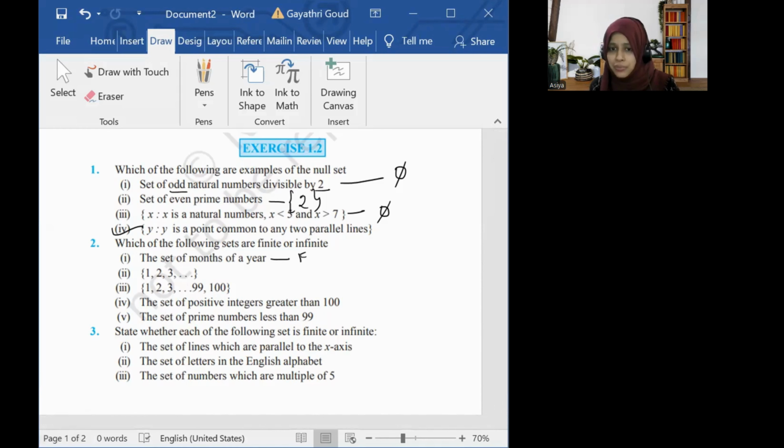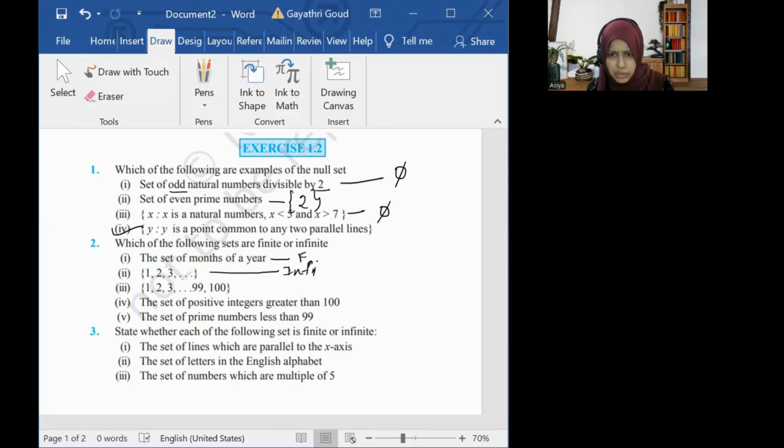Now moving on to second question. 1, 2, 3, and so on. I have three dots. That means, can I count the number of numbers I have in those set? No, I cannot. So it is an infinite set.